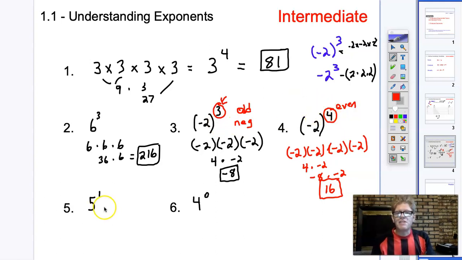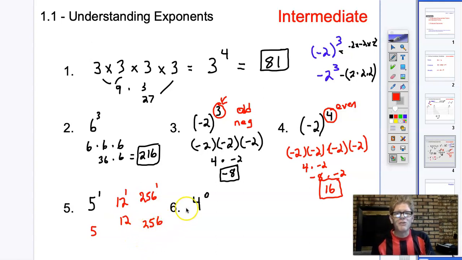Okay, last couple we're going to look at. These are special cases. So anything raised to the first power is always that same number. 5 raised to the first power is 5. 12 raised to the first power is 12. 256 raised to the first power, it's 256. Always the same. Remember that one.